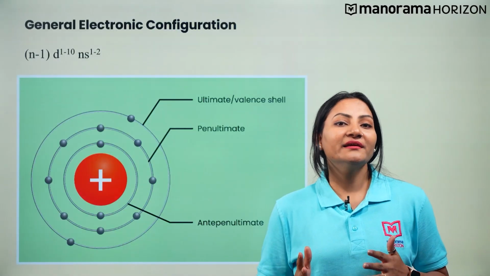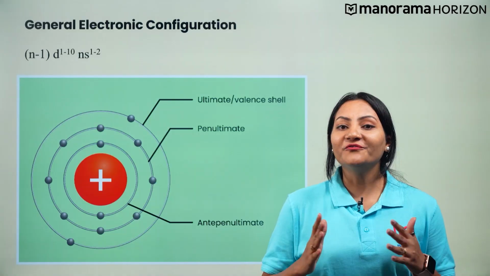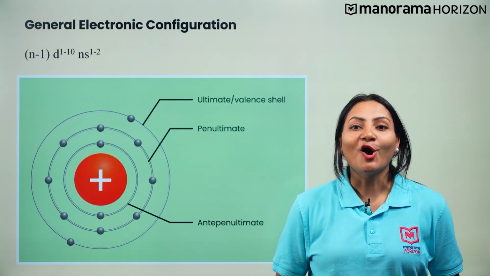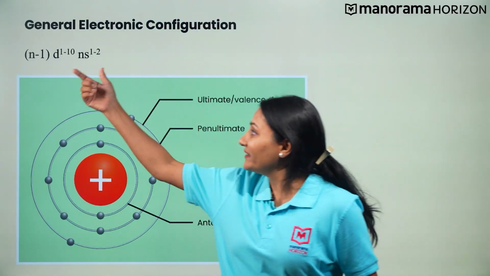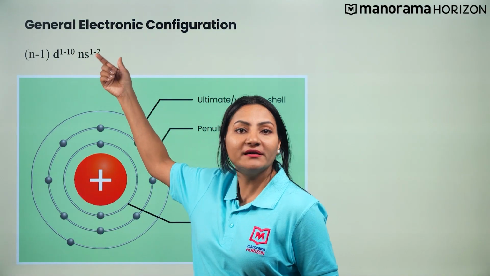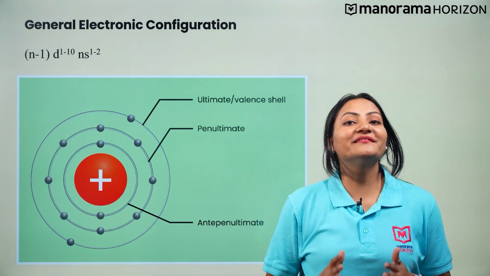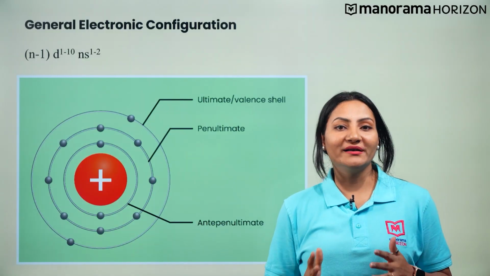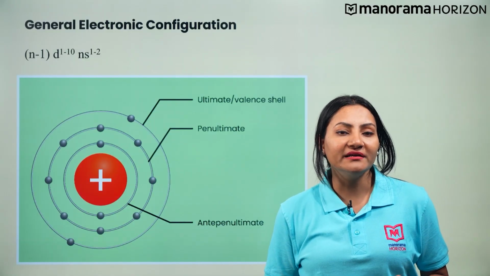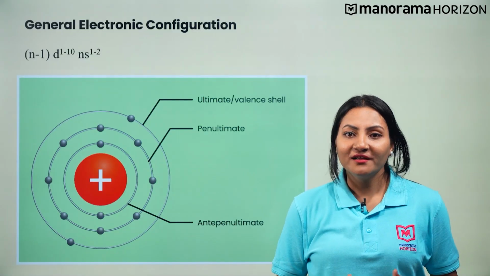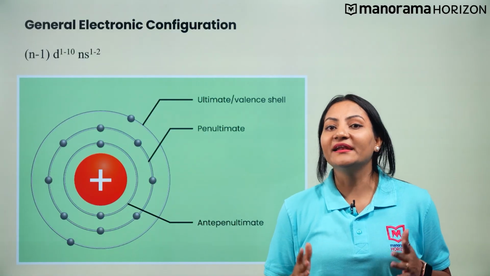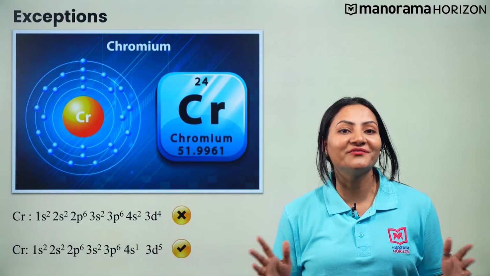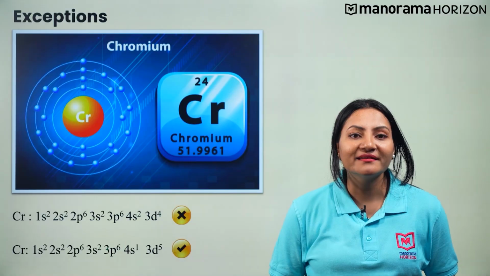Now, let's study the electronic configuration of d block elements. In general, the electronic configuration of these elements is (n-1)d1 to 10 ns1 to 2, where ns is the outermost or the valence shell which can have 1 or 2 electrons. (n-1)d is the penultimate shell which can have 1 to 10 electrons. But there are several exceptions to this as well. Let's understand this in detail.